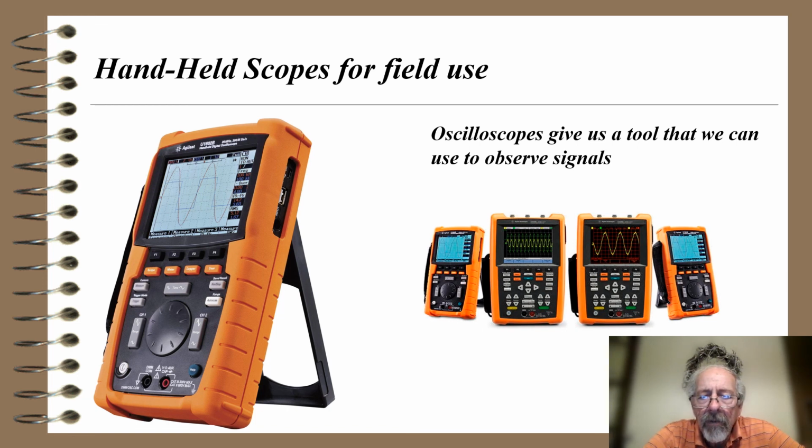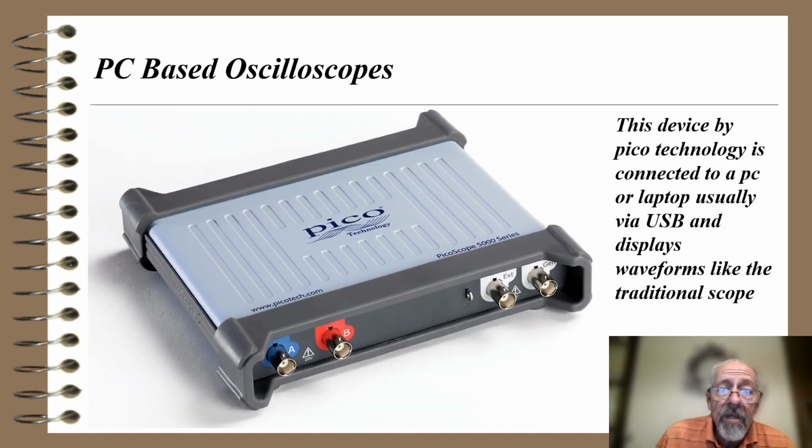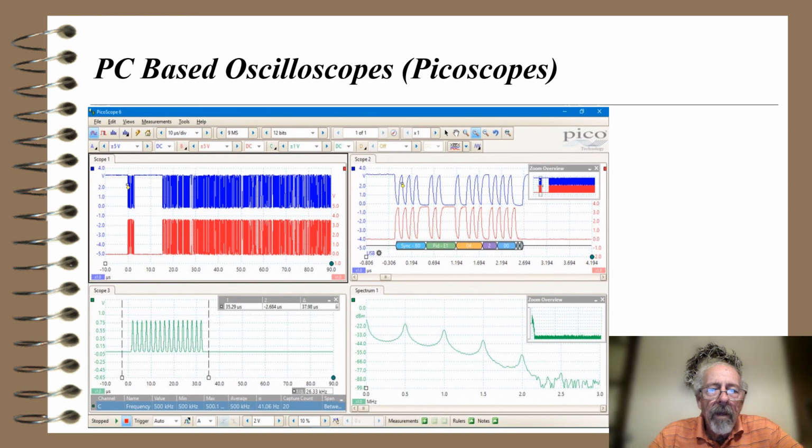These are all Agilent handheld oscilloscopes. Four of them on the right-hand side, and one blown up a little bit on the left-hand side there. It looks like a digital multimeter, but it is a handheld oscilloscope. And we have PC-based oscilloscopes, where we have a device like this. This device is by Pico Technology. It is connected to a PC or laptop, usually via USB, and displays waveforms like a traditional scope. It's a lot less expensive than a scope because you're using your PC for the display. And this is what you might see on one of those Pico scopes.